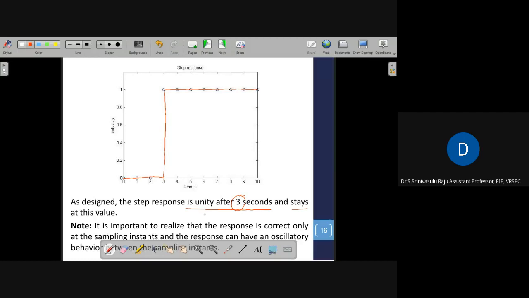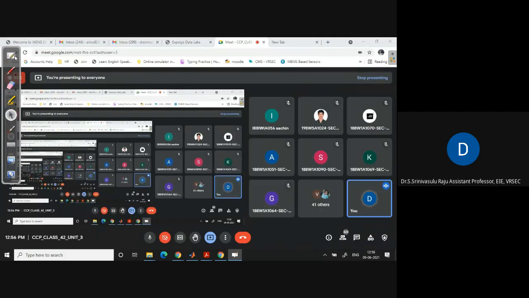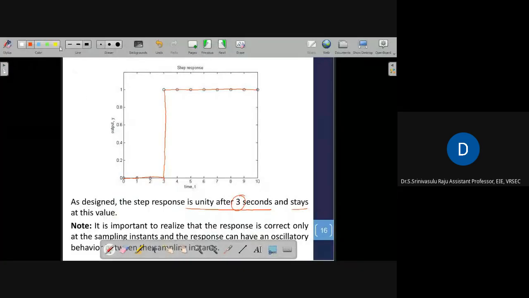Okay, it tracks the input. So here, the important point is that if you want to implement this in any real-time system, the response is correct only at the sampling instance. The response can have oscillatory behavior between the sampling instances. We are not interested in seeing the response between any two sampling instances.